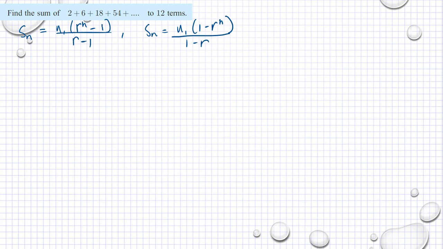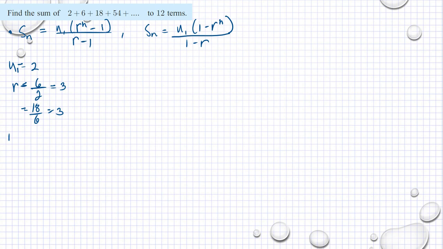Okay, let's see what we can find here. So you need u sub 1, that is 2. You need also r, that is, if we divide 6 by 2, we have 3, and then 18 by 6, we also have 3. It's good to do 2 or 3 so that you're very sure that you have a geometric sequence there. Because if it's not a geometric series, then you cannot use the sum of a geometric series formula, of course.